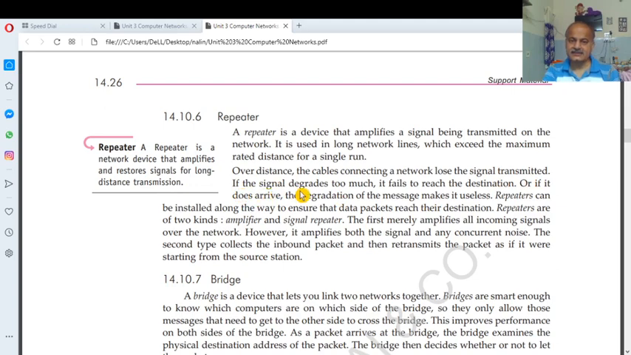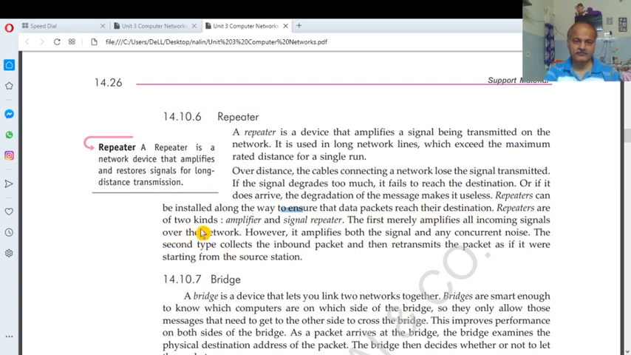If the signal degrades, meaning it is too weak, it fails to reach the destination, or if it does arrive, the degradation of the message makes it useless. Repeaters can be installed along the way to ensure that the data packets reach their destination.